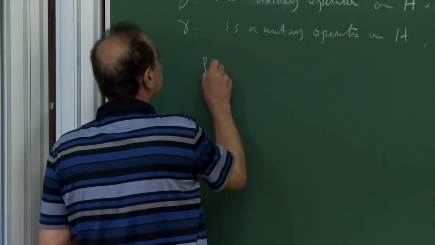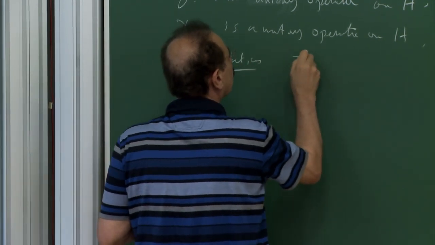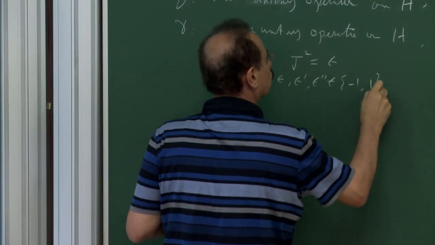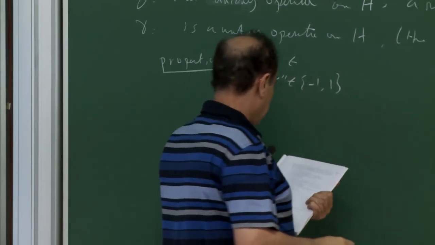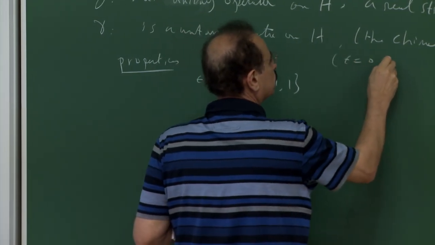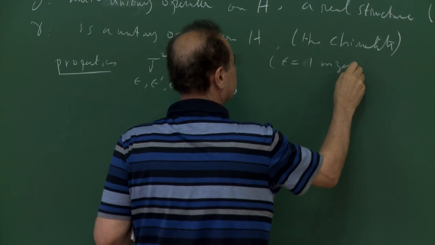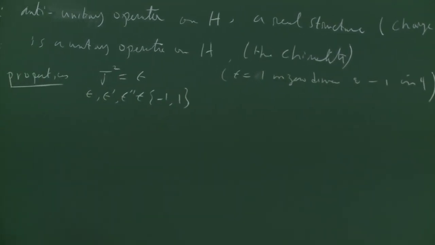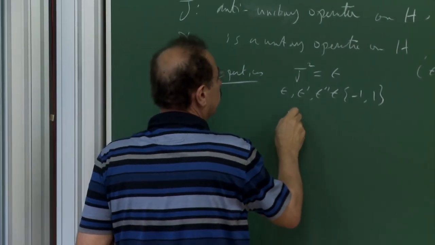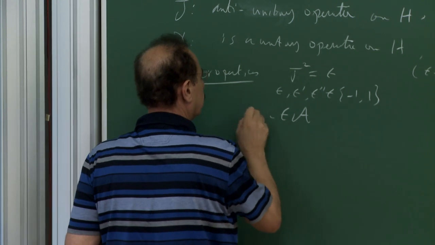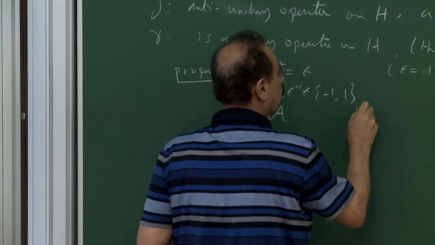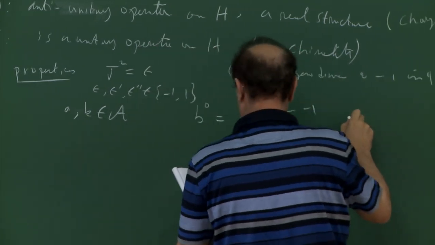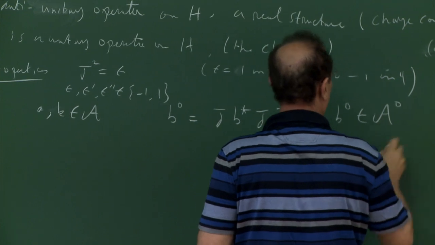Okay, properties. First, J squared is epsilon, where epsilon and epsilon prime are elements of minus or plus one. For example, epsilon is one in zero dimension and minus one in four. J squared is minus one in that case. Then we define, so let a and b be elements of the algebra A. Then we define the opposite element b opposite as J b star J inverse. This is called the opposite algebra. We say b opposite is an element of A opposite, the opposite algebra.